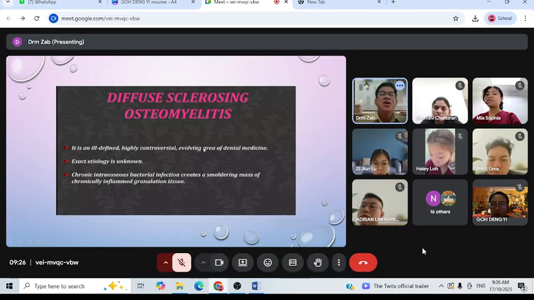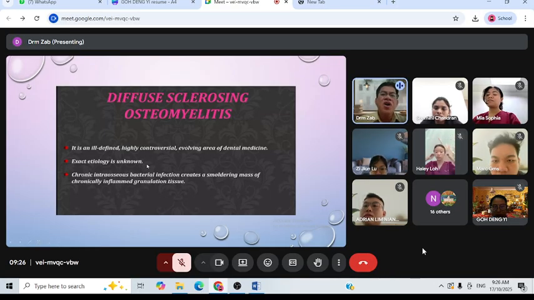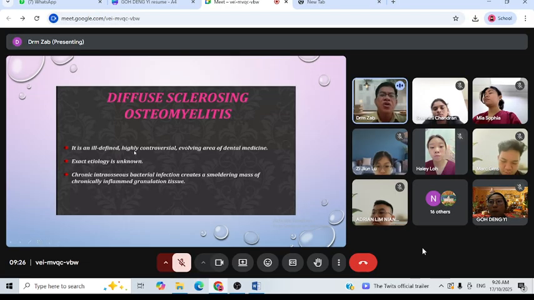Right. Diffuse sclerosing osteomyelitis is an ill-defined, highly controversial, evolving pathological entity. So for focal sclerosing osteomyelitis, the border or the margin is very well defined. For diffuse, sometimes it can be very ill defined. You don't know where to stop. You don't know where the lesion actually stops, right?